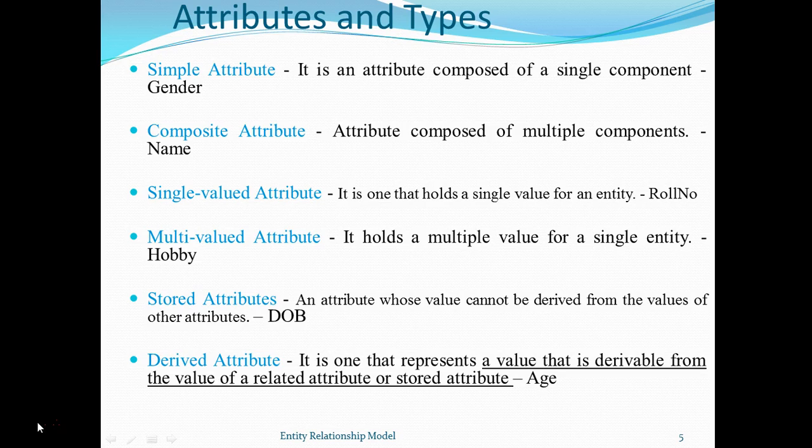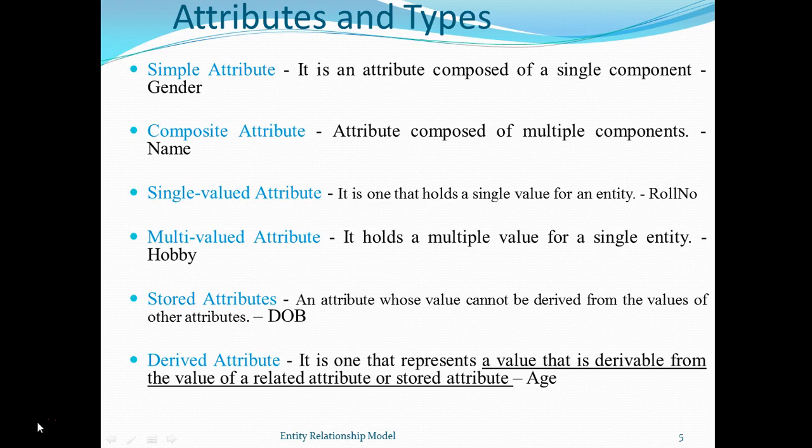Then single valued attribute. Some attributes can only contain one value. For example, roll number. So roll number has exactly one value. We cannot enter two values for a roll number. The other is multi-valued attributes. Multi-valued attributes are the attributes which can contain multiple values. For example, hobby.